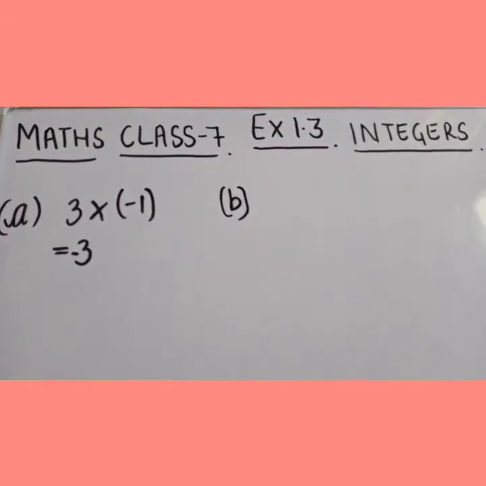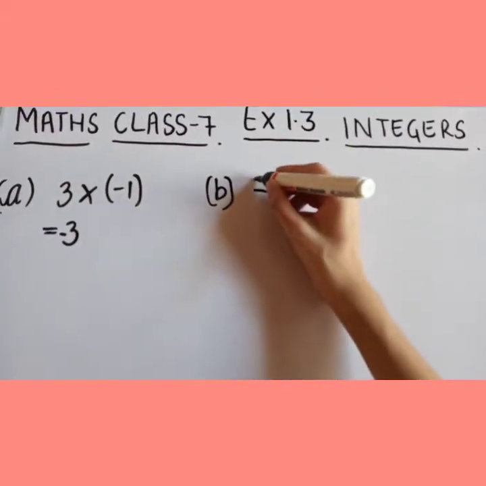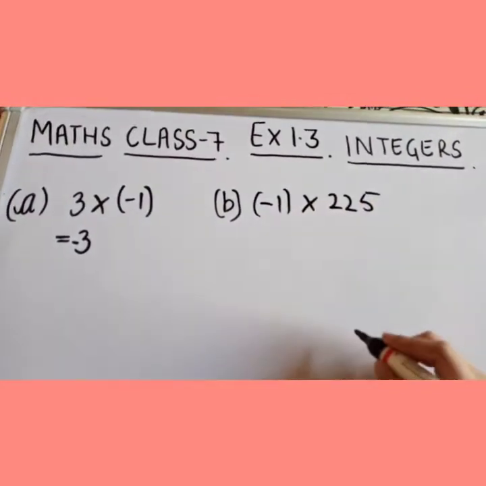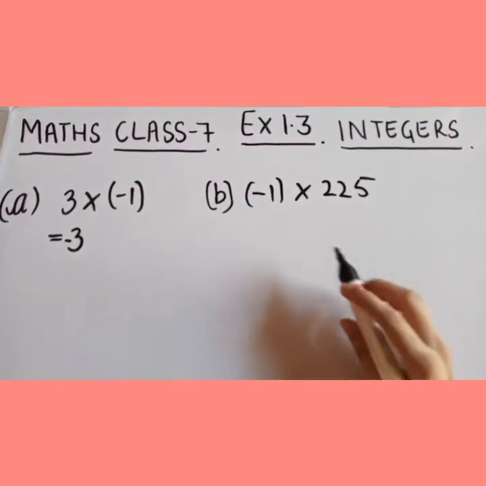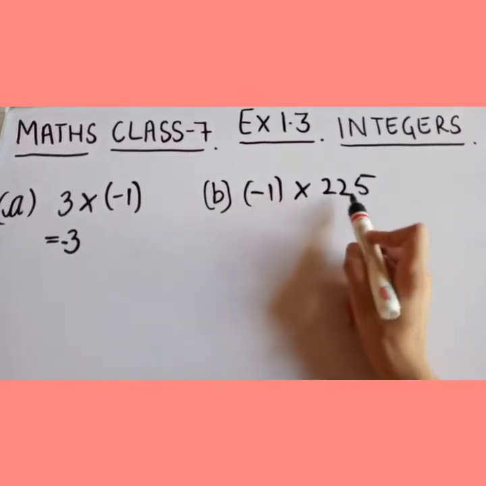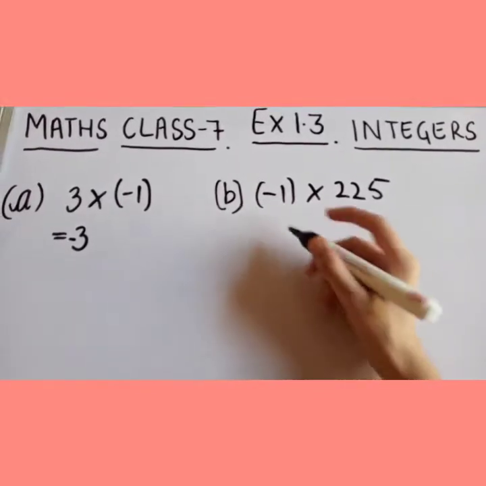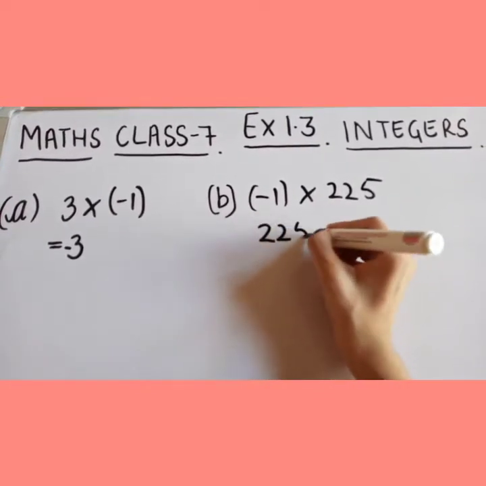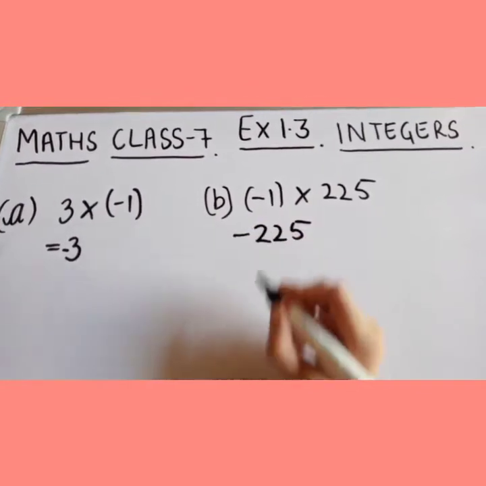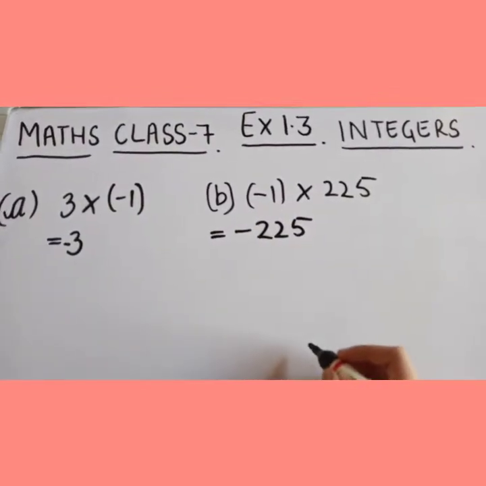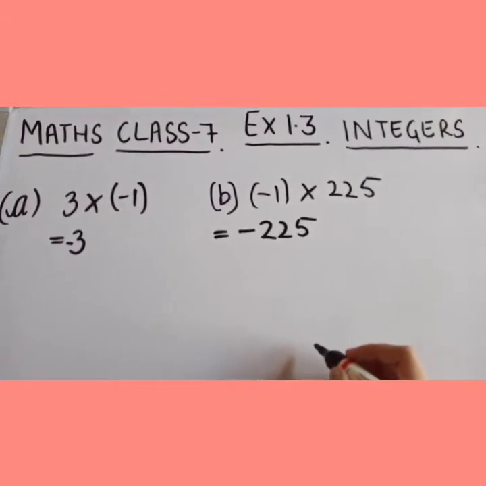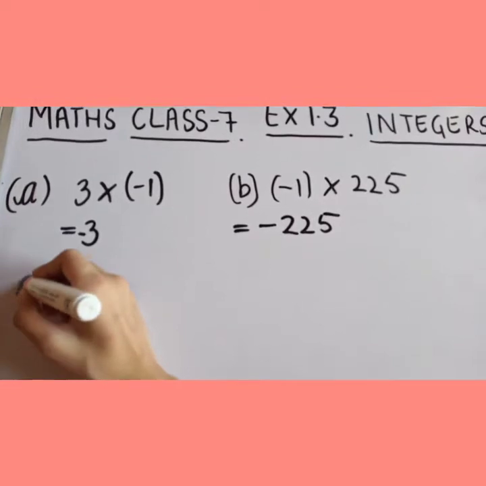B part says -1 multiplied by 225. So now you have to multiply them again. First of all, let's forget about the signs. Let's multiply 225 by 1. What will be the product? It would be 225 only. Now let's come on to the signs. Minus plus is minus. So this is the answer. Friends, don't forget to write the equals to sign before each step. It's very, very important.